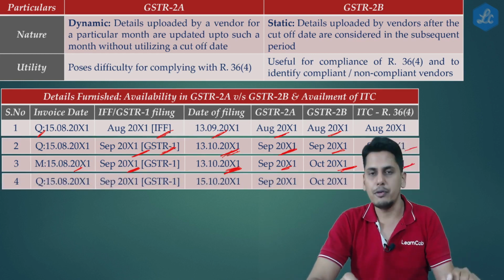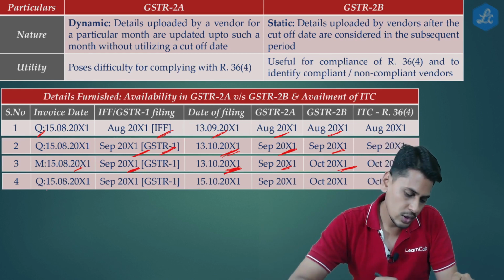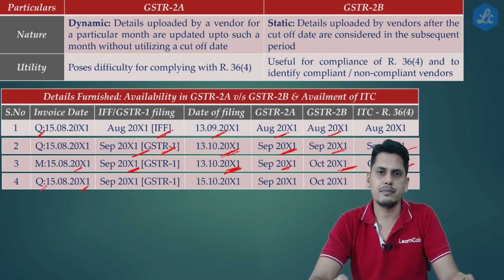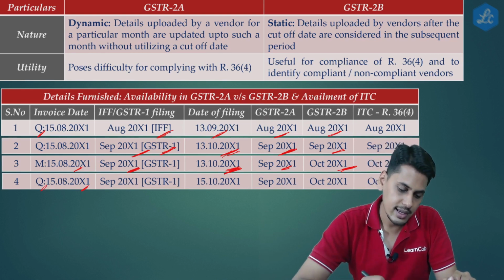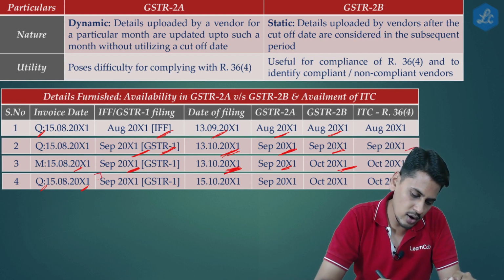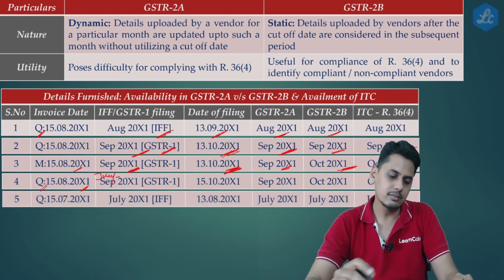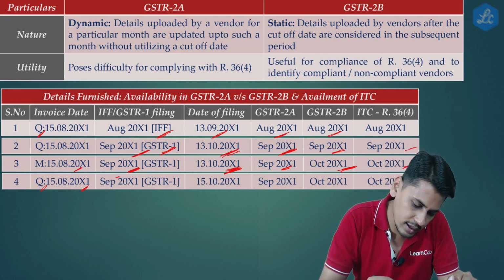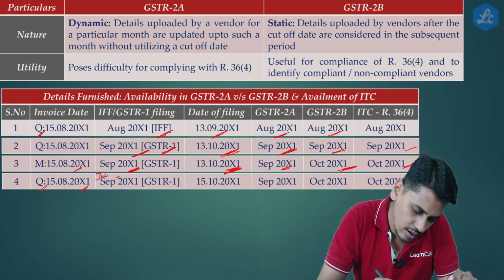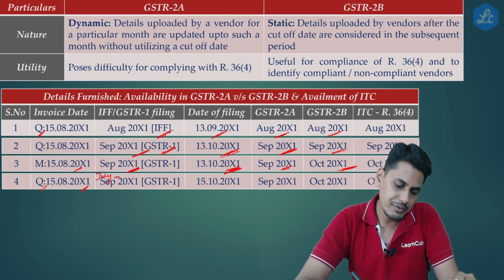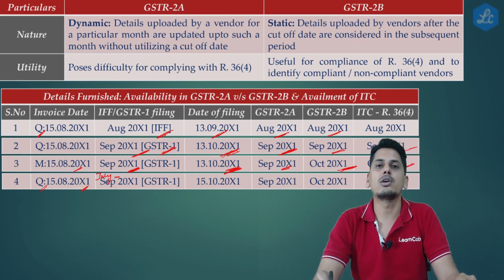Supplier is a QRMP fellow. Invoice dated 15th of August. He has included it in GSTR 1 of the quarter July, August, September. It is filed on 15th of October.